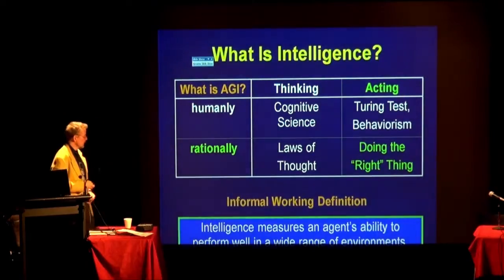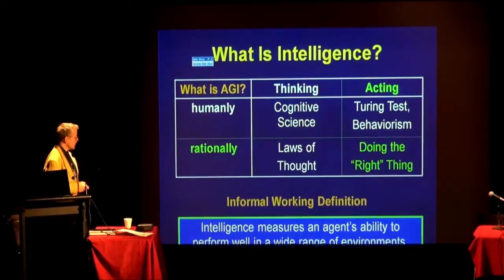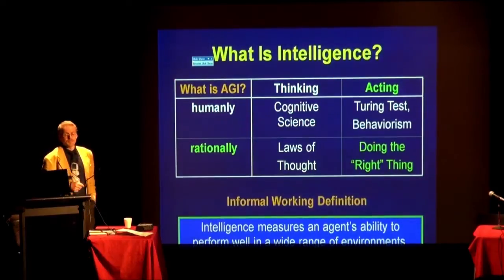And I mean, it's very diverse, these definitions, but there seems to be a recurrent theme, not in all of these definitions, but in many. And if you distill it, you can come up with an informal working definition: intelligence measures an agent's ability to perform well in a wide range of environments.